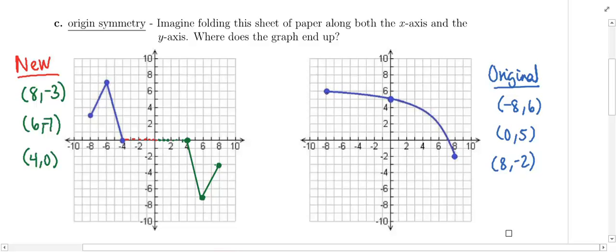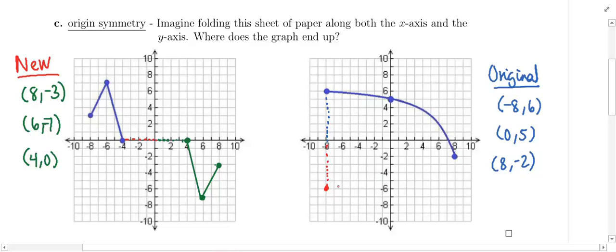Okay, so again, out of habit, I always fold along the x-axis first and then the y-axis. But again, you could flip about the y-axis and then flip about the x-axis. It's your preference. Okay. All right, currently this guy is 6 units above the x-axis. So if you fold along the x-axis, this guy is going to go 6 units below the x-axis right here, okay, to negative 8, negative 6.